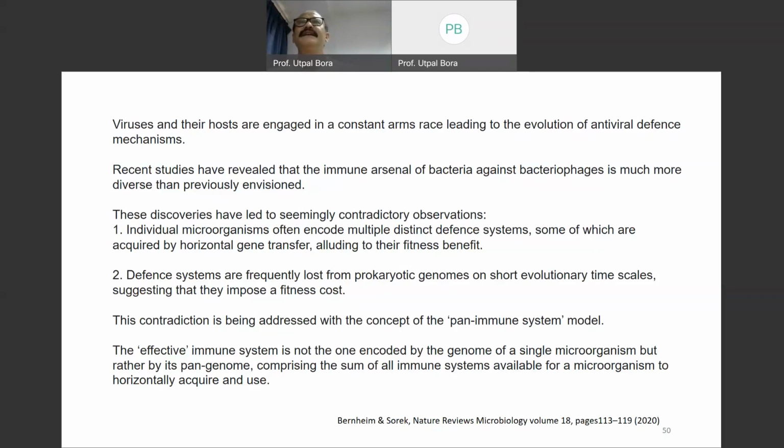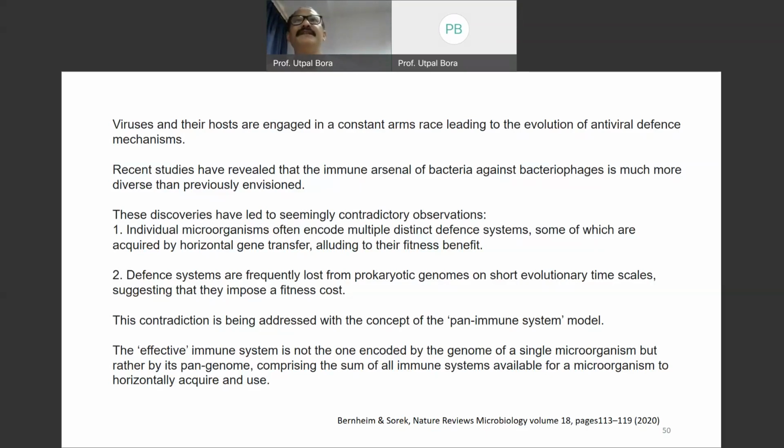Recently, it has been found that the immune arsenal of bacteria against bacteriophage is much more diverse than previously envisioned. Although we discussed these few defense systems, we actually don't know much about the antiviral defense systems in bacteria, and a lot of things remain to be discovered. Up to date, whatever discovery has been made, there are certain contradictory observations.